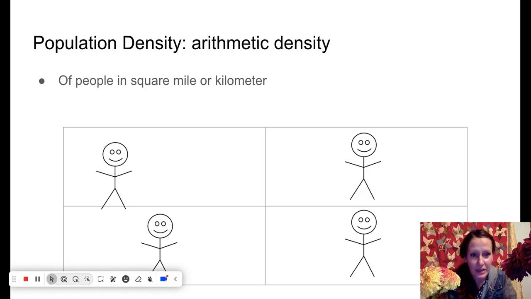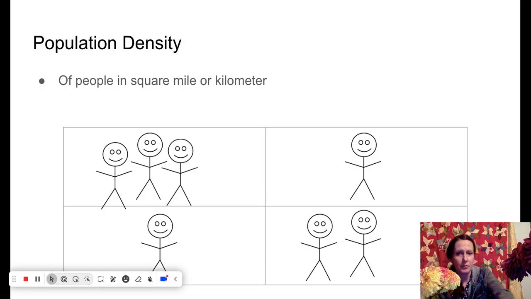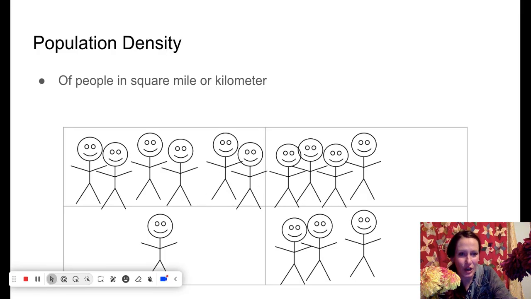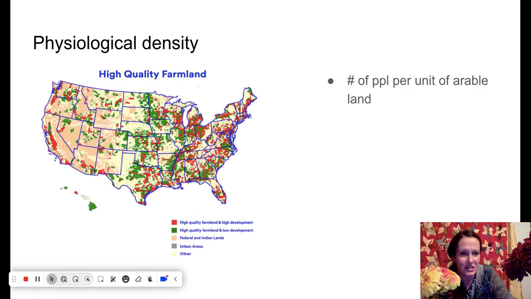And there are different ways to identify population density. We can first talk about arithmetic density, and that's just basically the number of people per square mile or kilometer. So you see some areas are going to be more dense. New Jersey, my friends, is the densest state in the nation.